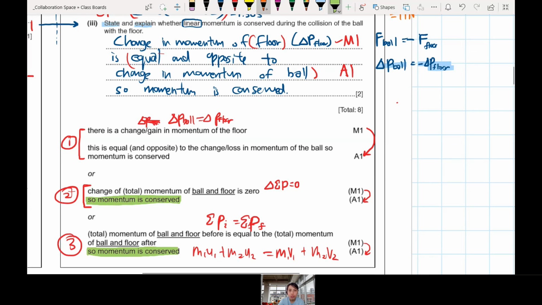Okay, so now your 3 ways to think about momentum. First one, in terms of Newton's third law: force 1 equals negative force 2. Or total momentum 0. Or your favorite one, initial equals final: M1U1, all this and so on.